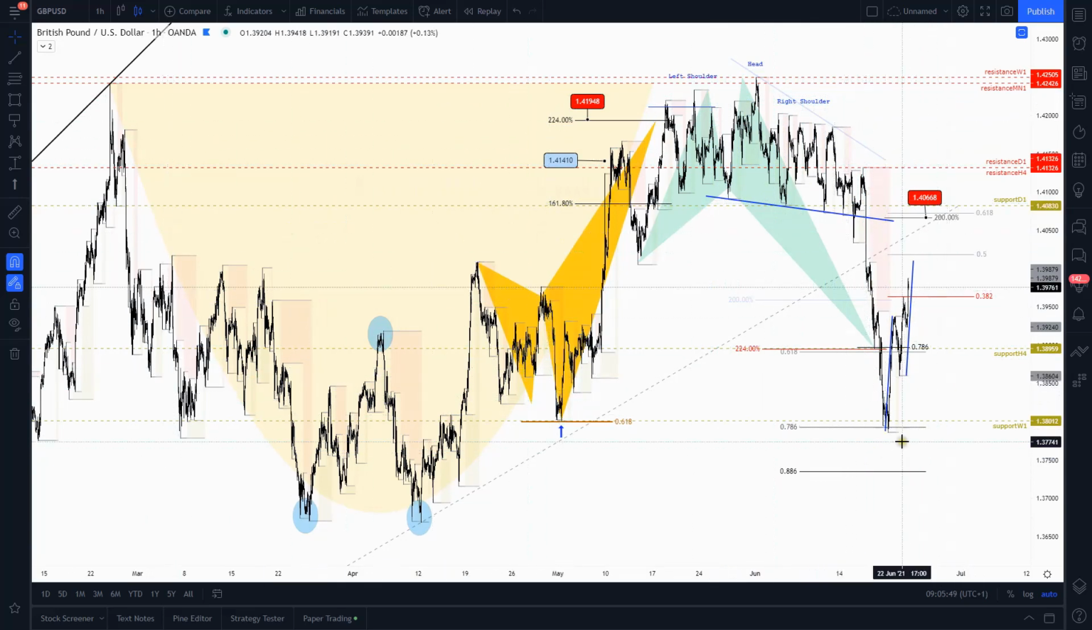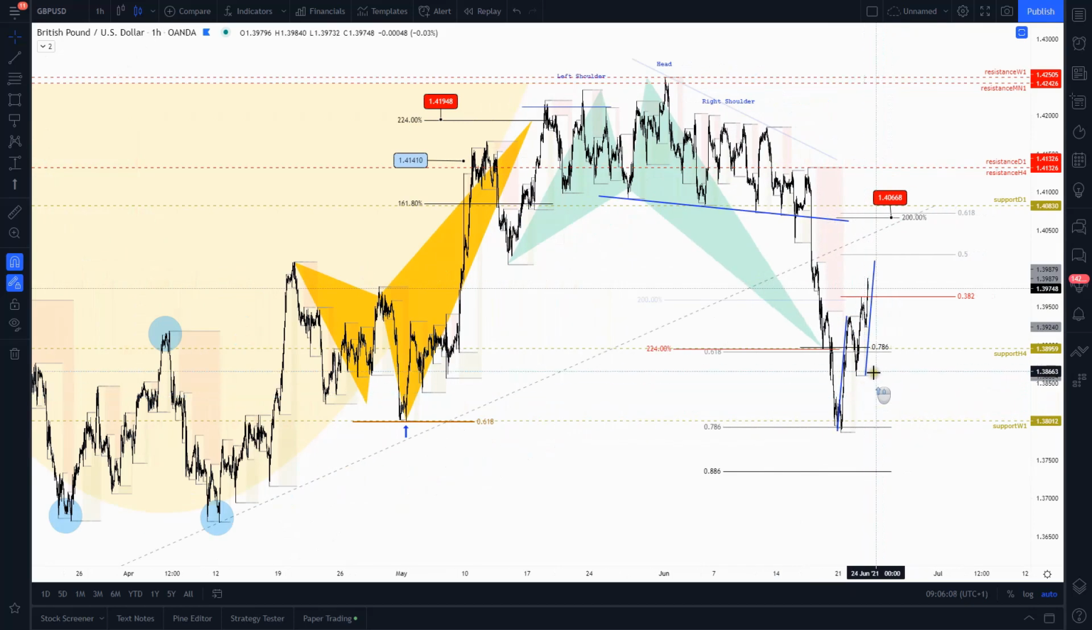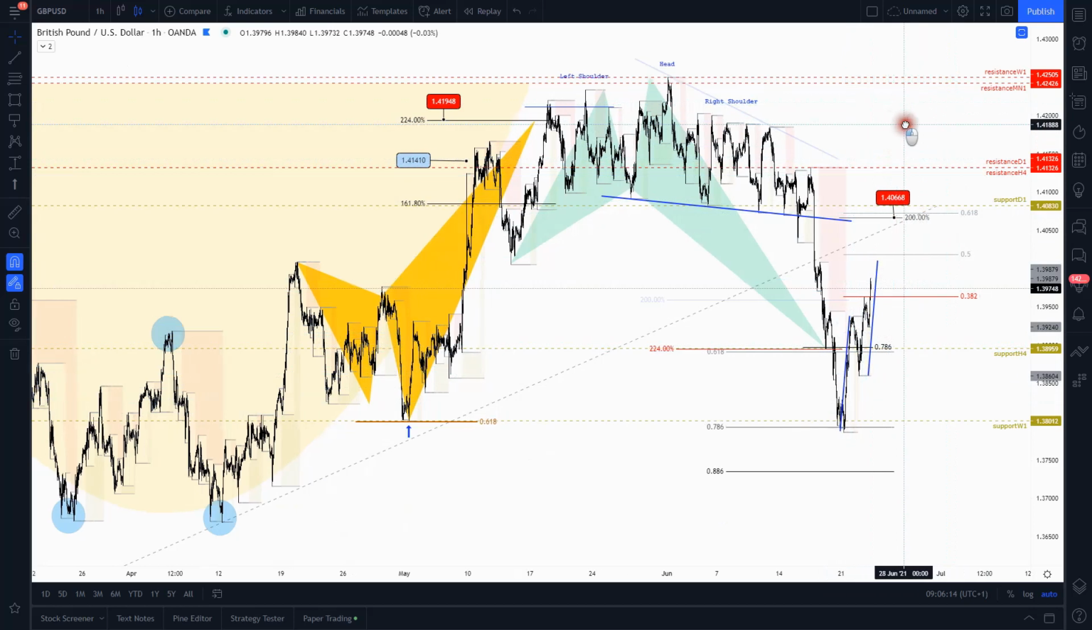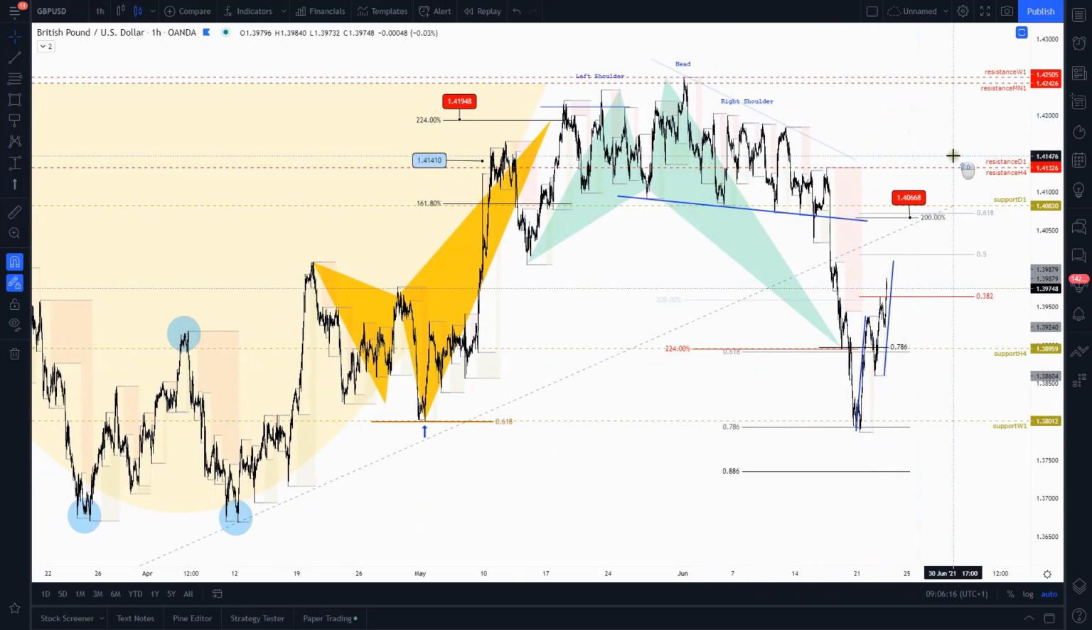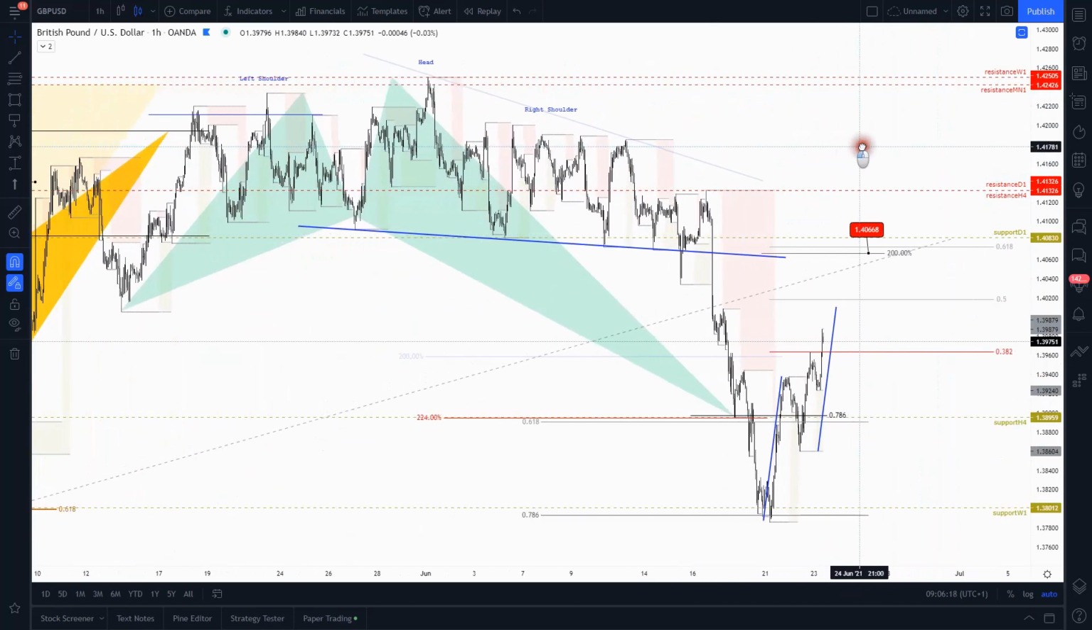Usually I don't want to see a deeper pullback to form that handle. Well, but it's one of the possibilities to see this 78.6% Fibonacci retracement level being used as a major support, and the cable will recover, or will at least attempt to create a full recovery after this fall.